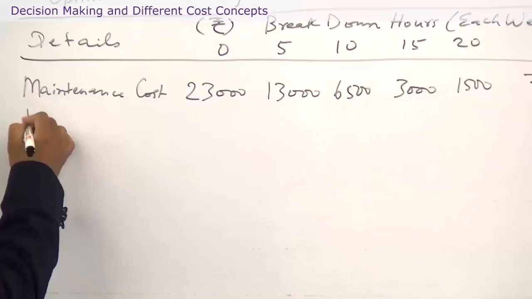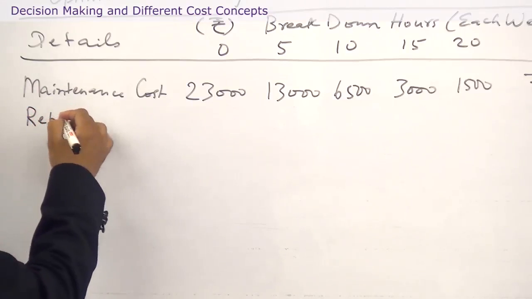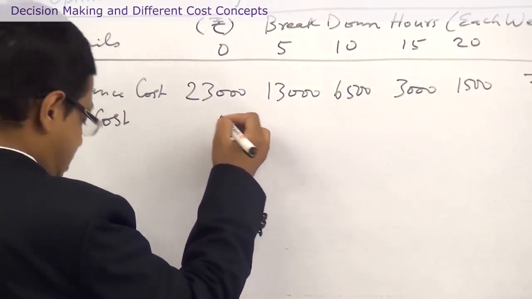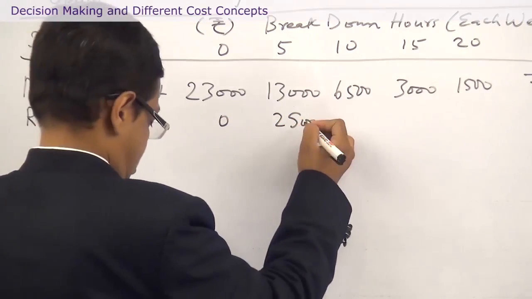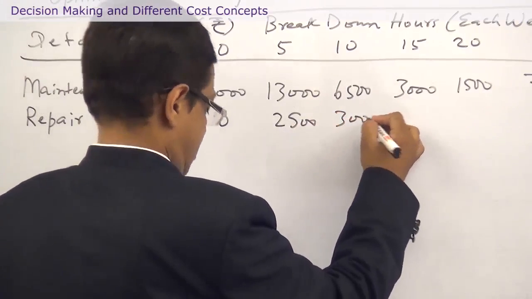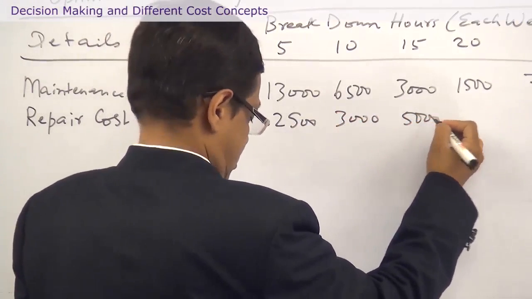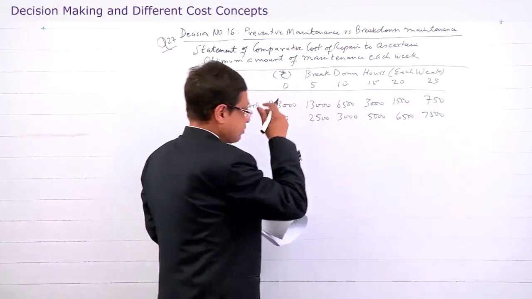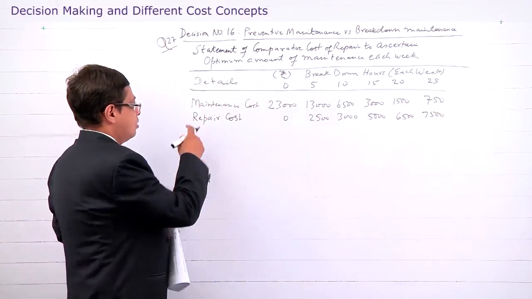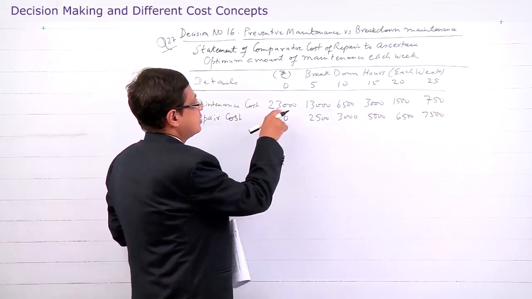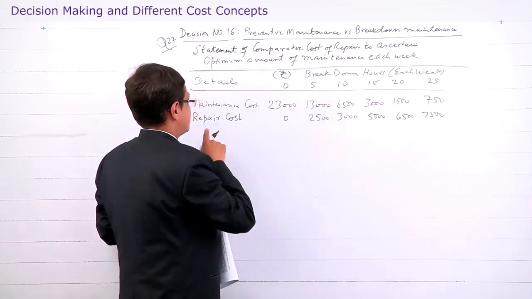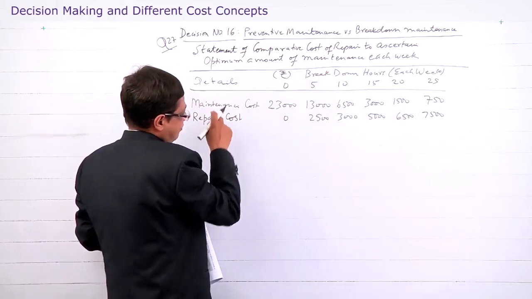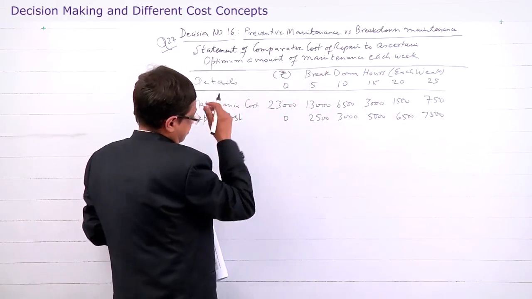However, the repair cost is a proportional relation where it increases. How? If you see in the table, it was 0, 2,500, 3,000, 5,000, 6,500 and 7,500. So maintenance cost is decreasing as hours increase, while repair cost is increasing as hours increase. So they have opposite nature.